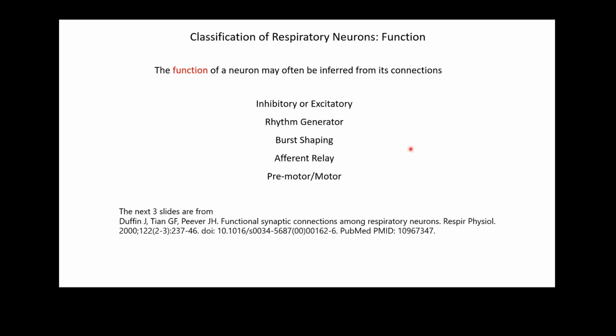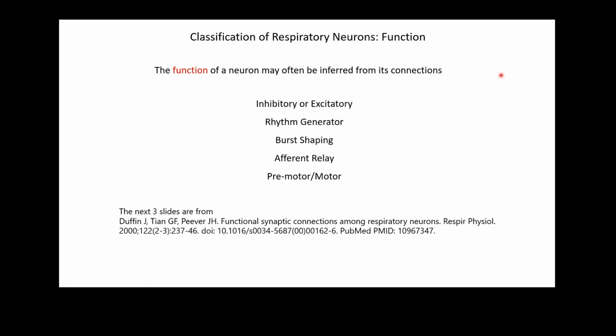In other words, how did they know that these neurons were inhibitory or excitatory? And we can find out, are they inhibitory? Are they excitatory? Are they part of the rhythm generator? That's difficult to know. Do they shape the burst? Are they just afferent relay neurons that are relaying vagus and glossopharyngeal information? And are they neurons with axons descending the spinal cord? So they are the premotor, driving motor neurons in the spinal cord.